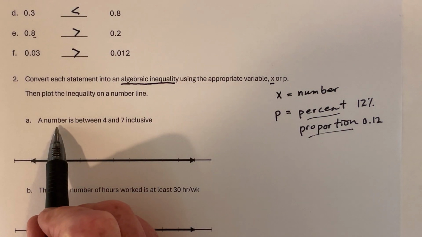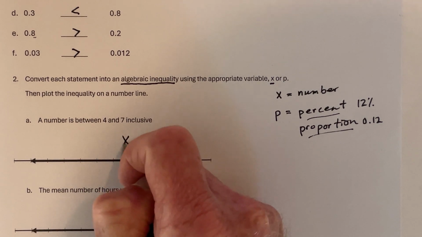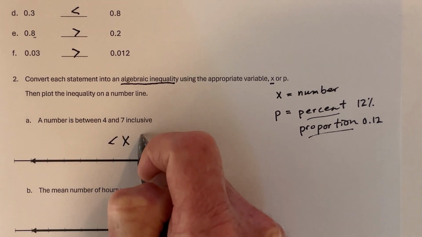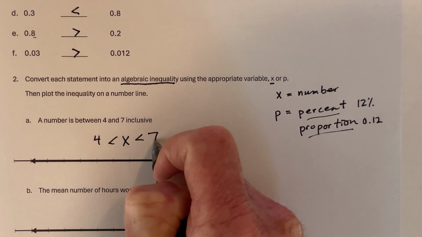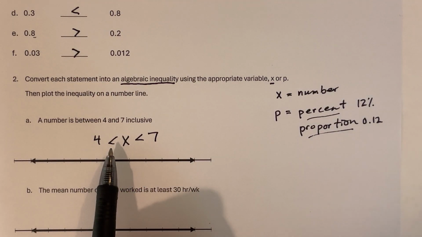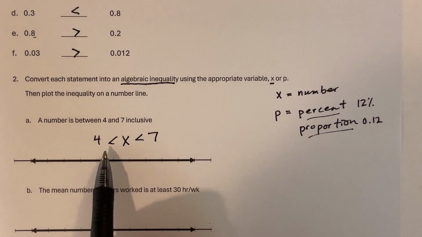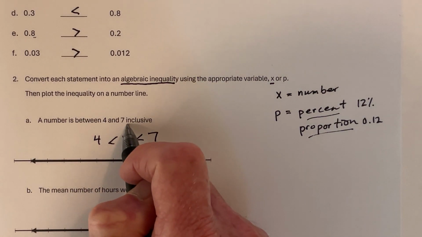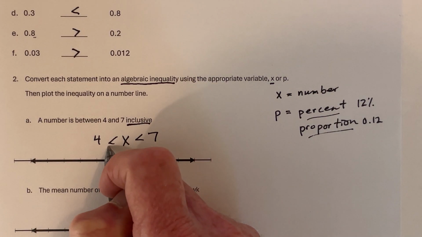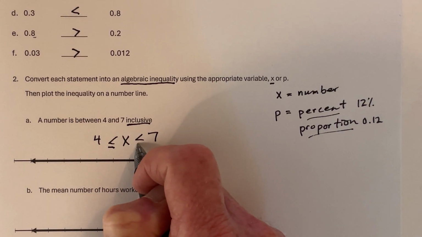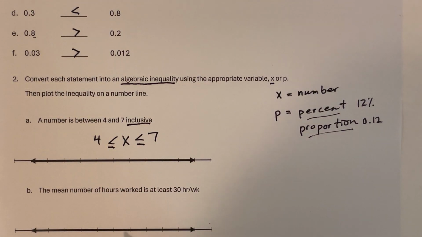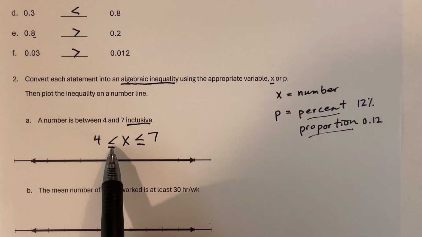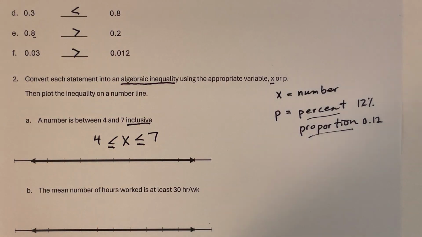So this one is a number, so that means use x. And it's between a 4 and a 7. So these two arrows always have to go the same direction. They're always pointing to the left. Now there's one little detail on this one. It says inclusive, so that means do include the 4, or in other words, put an equal sign at the bottom of each inequality. So this is less than or equal, this is less than or equal.